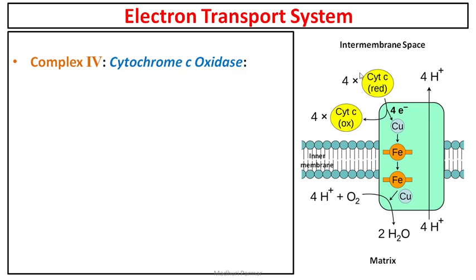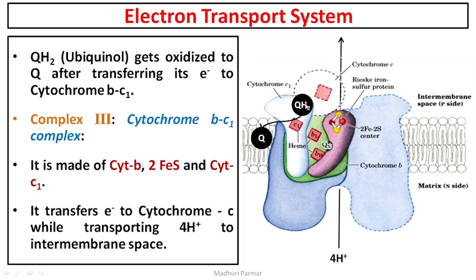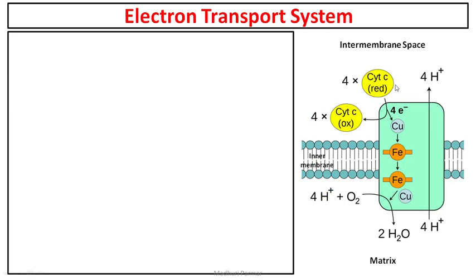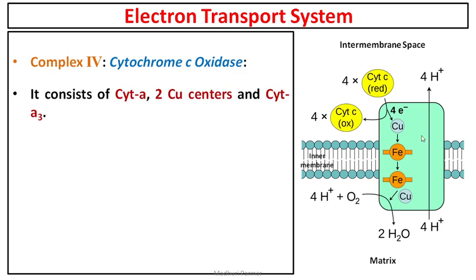What will happen here? Remember the cytochrome C which was present here. Complex 3 gave its electrons to cytochrome C. This cytochrome C is a mobile protein; it can move around between two different proteins. This cytochrome C is in the reduced form, so it has electrons. These electrons will be passed to the copper of complex number 4, which is cytochrome C oxidase. This cytochrome C oxidase has one cytochrome A, two copper centers, so here Cu, and one cytochrome A3.